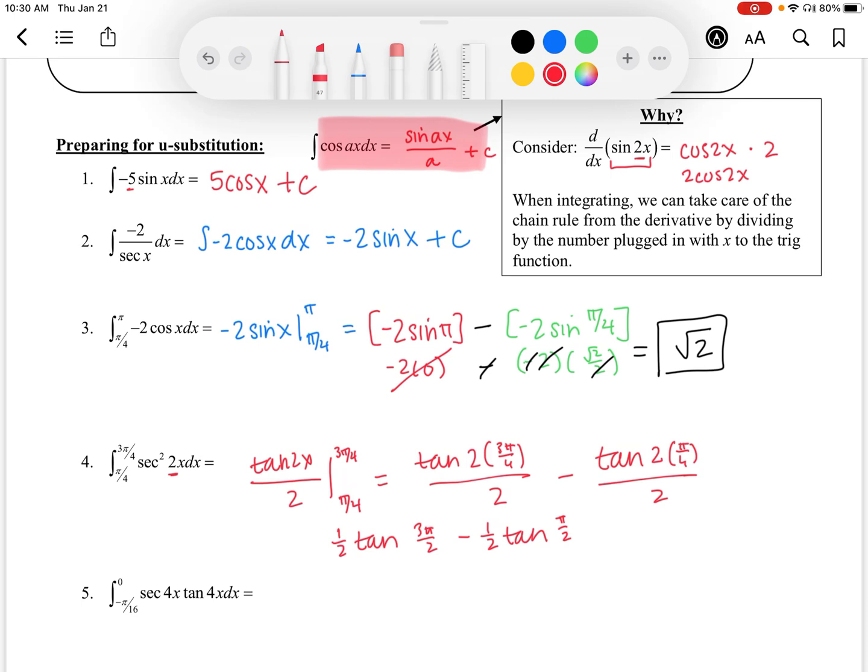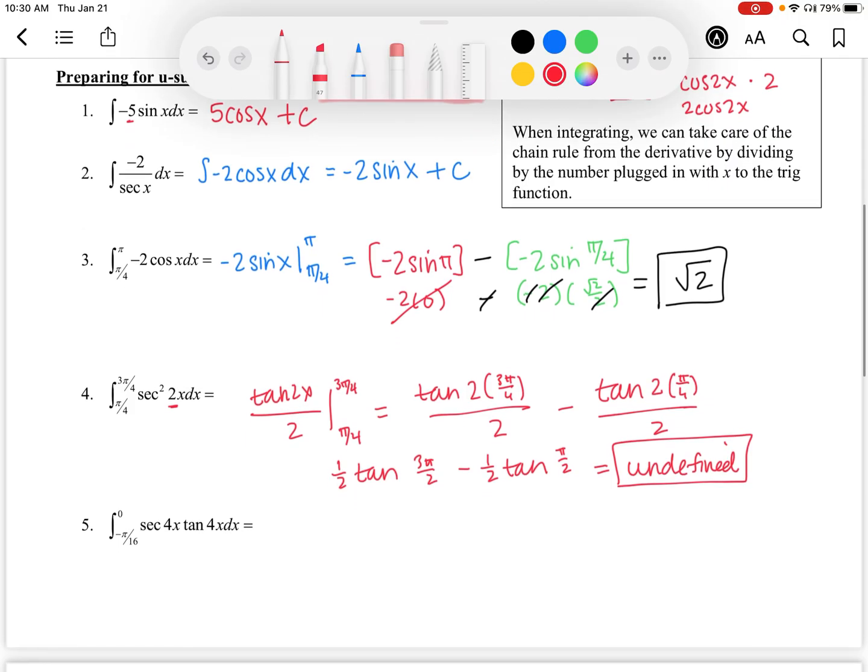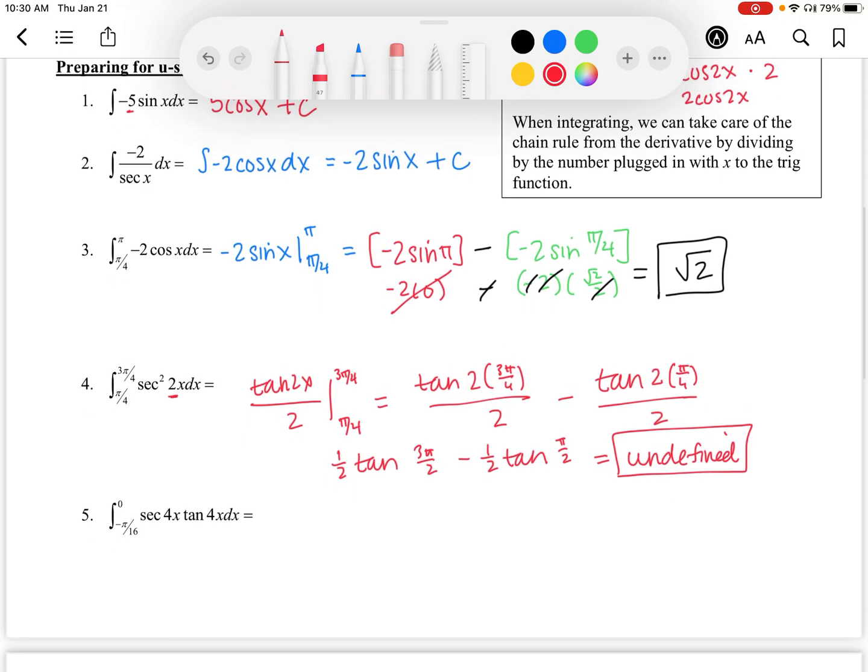And my tangent for 3 pi over 2 and pi over 2, both of those are undefined. So my answer here is just going to be undefined, because the tangent of 3 pi over 2 is undefined and the tangent of pi over 2 is undefined. So it is possible to take an integral and end up with undefined as an answer.